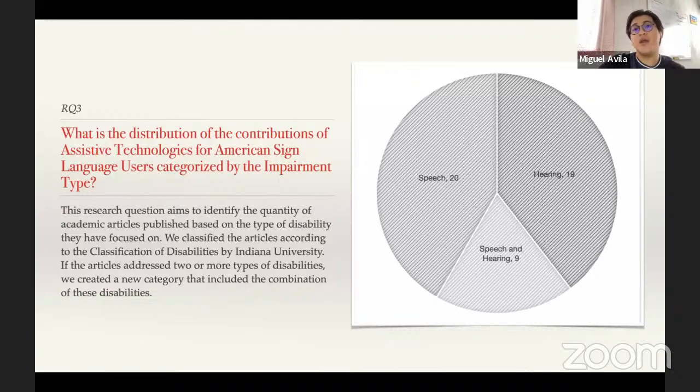For the third research question, we have it categorized by impairment type. This one is new, we implemented it in our research paper. So basically, it's not the same context if the research is oriented to speech impairment, hearing impairment, or both, because it implies different solutions or different assistive technologies applied to the research or proposed as a solution. So basically, we used the classification of disabilities by Indiana University here, to have a base on how to classify or categorize the papers. And here we can see our results.